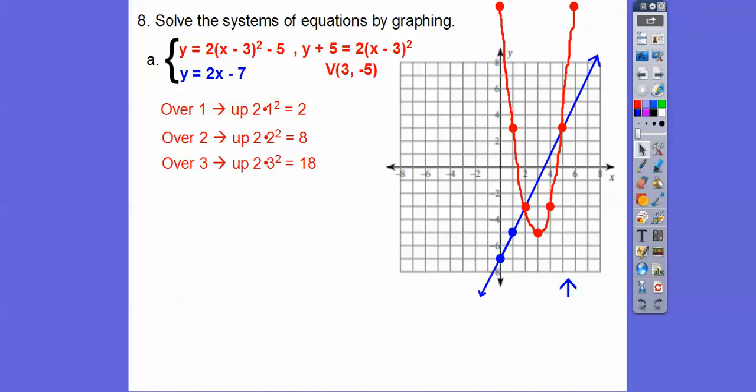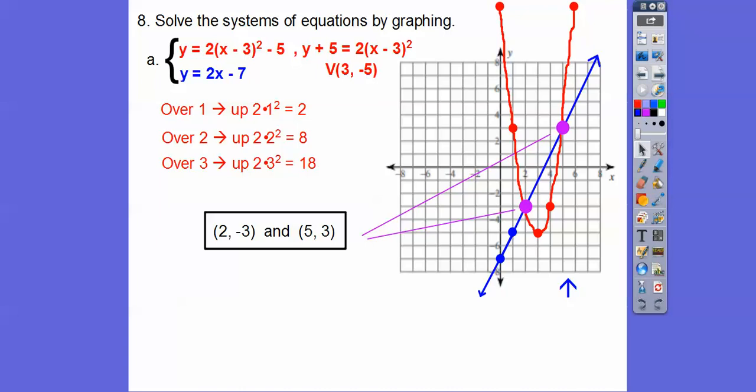All right, so it sure looks like these guys are intersecting right there and right there, so this is an ordered pair. So this point is at 2, negative 3. This point is at over 5, positive 3, so there's our intersection points right there, okay?